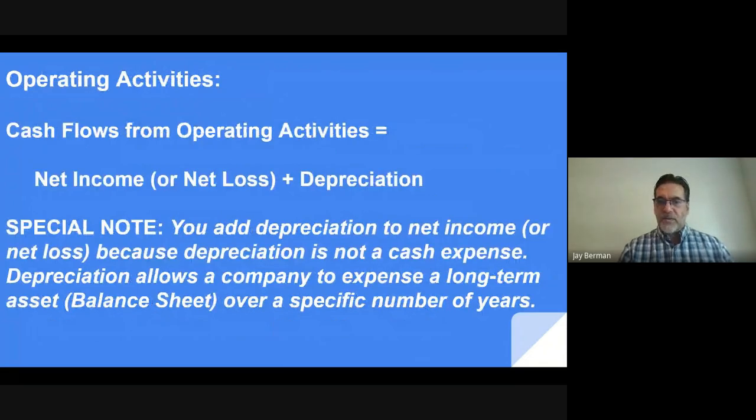So let's first talk about operating activities. Cash flow from operating activities is calculated by taking the net income or net loss calculated from the income statement and adding depreciation, which again is also listed on the income statement under operating expenses. But take special note that the reason you have to add depreciation to net income or net loss is because depreciation is not a cash expense. Depreciation allows a company to expense a long-term asset from your balance sheet over a specific number of years.